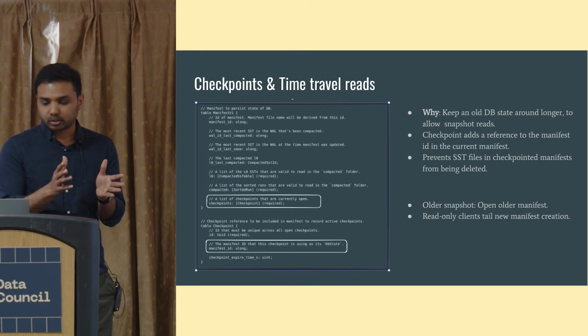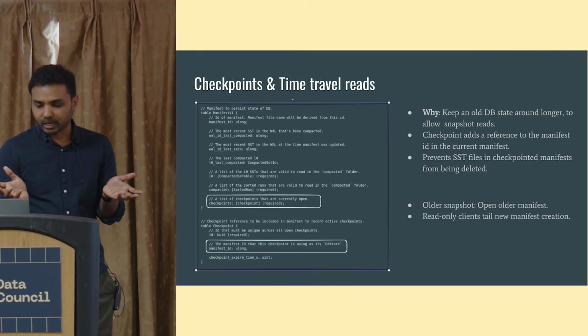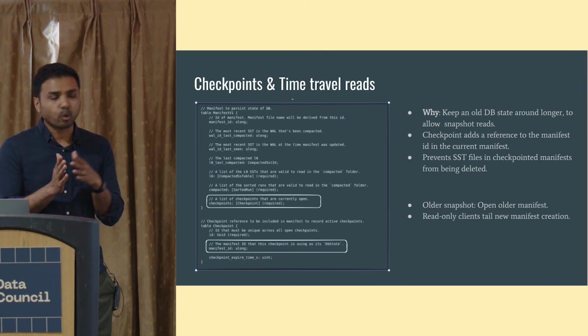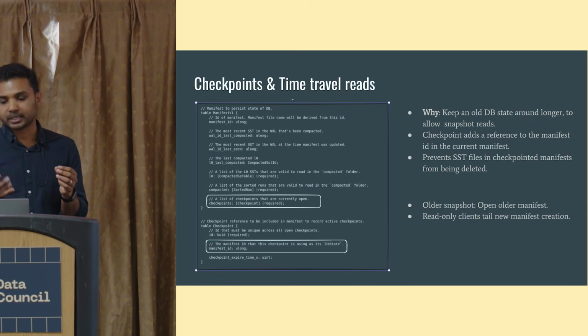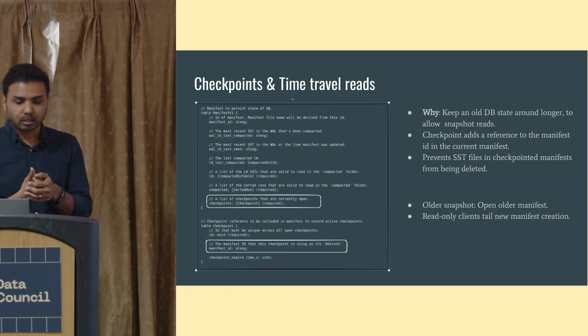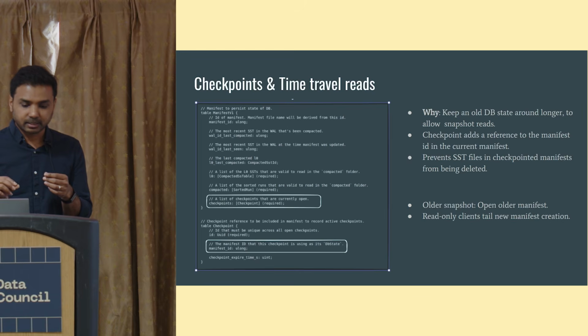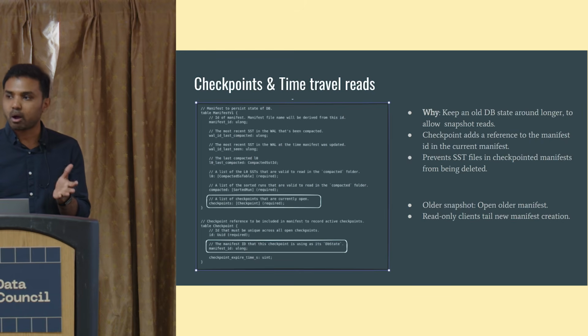Now, to implement that, two things had to happen. The old manifest should still exist, and all the files that are referenced by the old manifest should still exist. The garbage collection shouldn't delete them. The only thing that had to change for that is there is a new property in the manifest called checkpoints. It's an array of manifest IDs that we should not delete. With just that, we are able to implement time travel reads, and it's useful for a couple of cases.